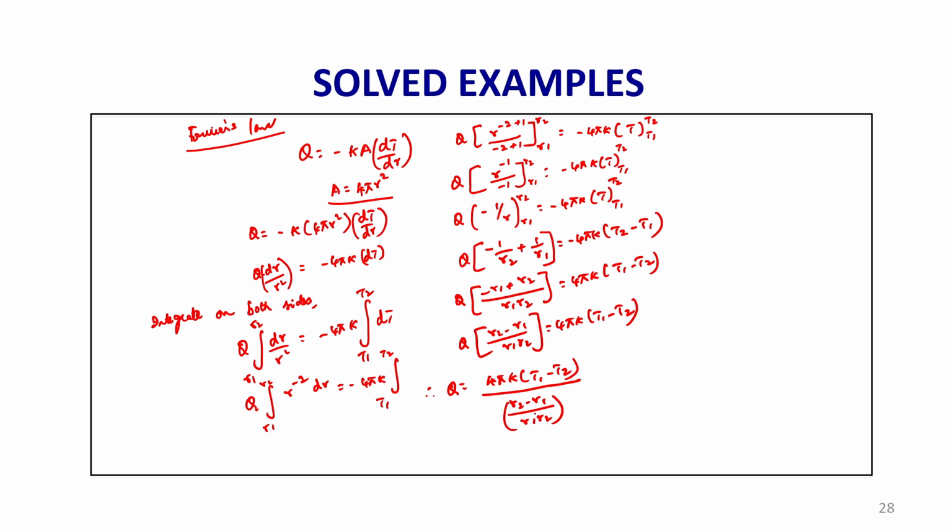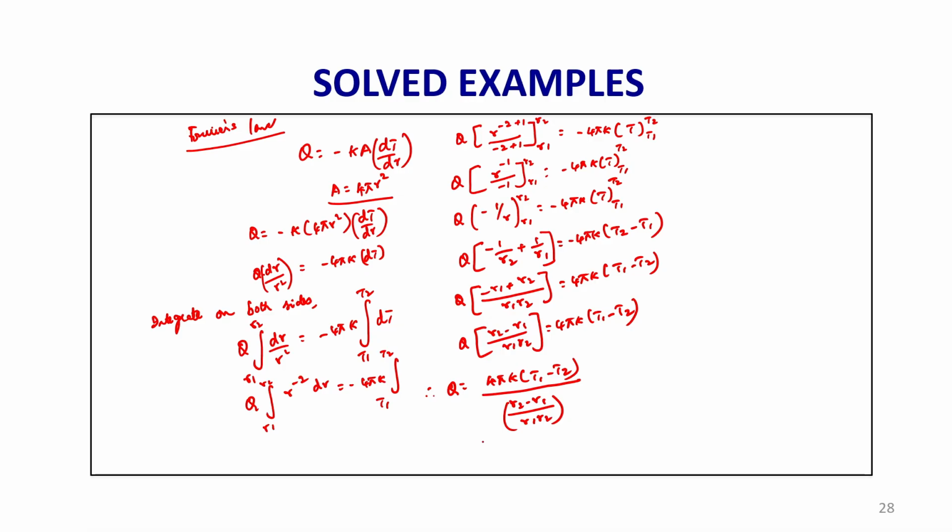So, this can be written as the denominator R1 R2 can be taken to the numerator. So, we get the final equation as q is equal to 4 pi k into inner radius into outer radius into delta T, that is T1 minus T2, divided by outer radius minus inner radius. So, this is the heat conduction equation in case of a sphere.